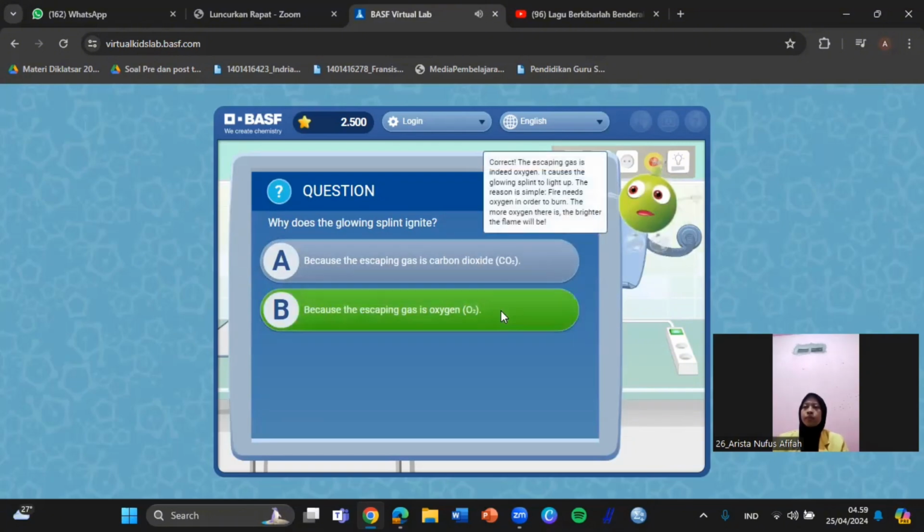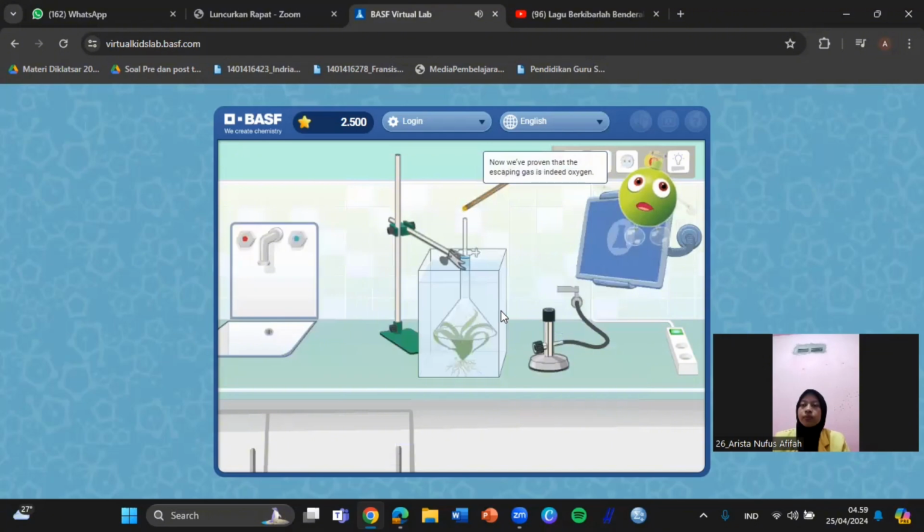Correct. The escaping gas is indeed oxygen. It causes the glowing splint to light up. The reason is simple. Fire needs oxygen in order to burn. The more oxygen there is, the brighter the flame will be. Now we've proven that the escaping gas is indeed oxygen.